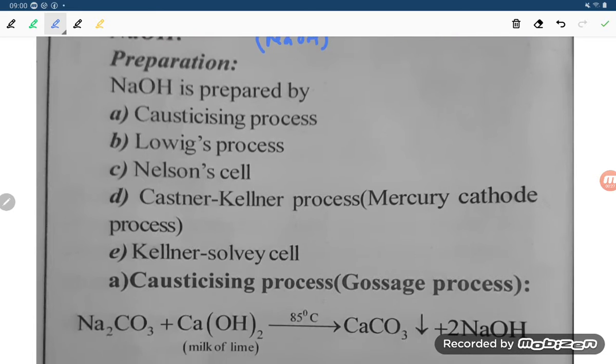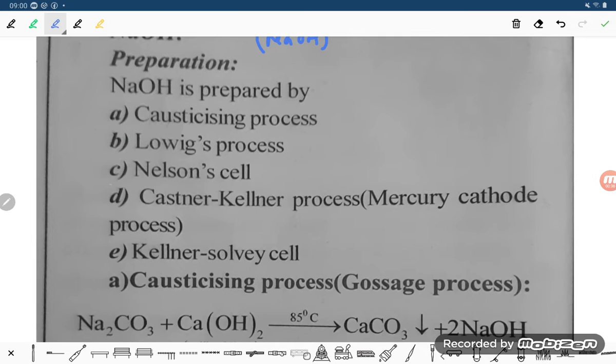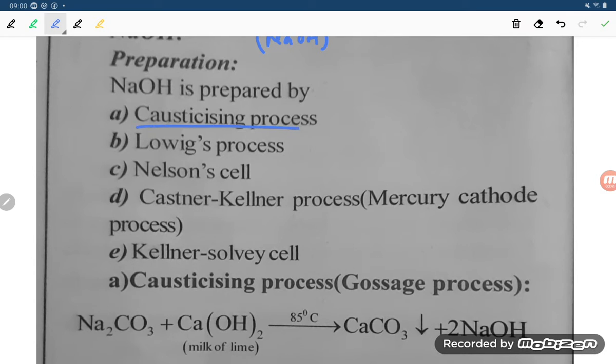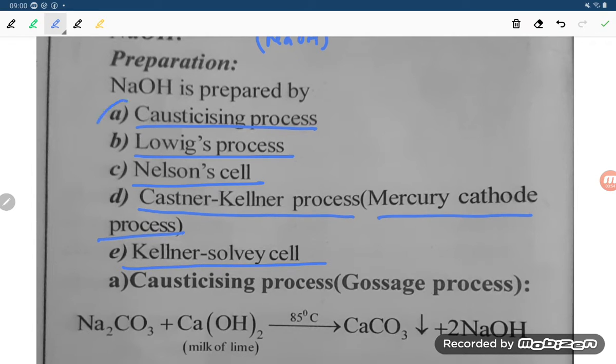Now there are certain methods of preparation. We will go one by one. There are 5 methods of preparation, students: the causticizing process, Lowing process, Nelson cell process, Castner-Kellner process, that is the mercury cathode process, and the Kellner-Solvay cell.